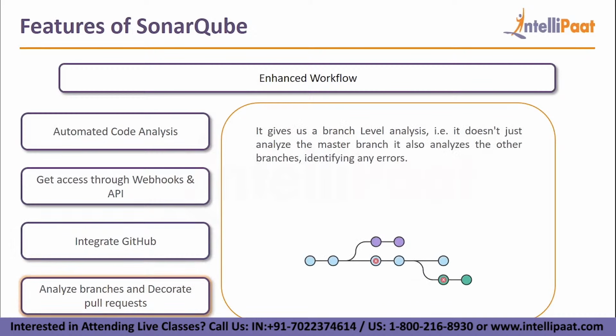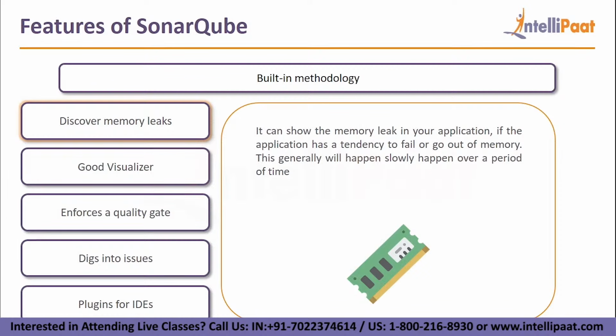Analyze branches and decorate pull requests. It gives us a branch level analysis. That is, it doesn't just analyze the master branch, it also analyzes the other branches, identifying any errors with them. So suppose you have a master branch with a lot of feature branches, then it can identify related errors or any errors in either of the branches. Now the last classification of features of SonarQube, that is built-in methodology. Discover memory leaks.